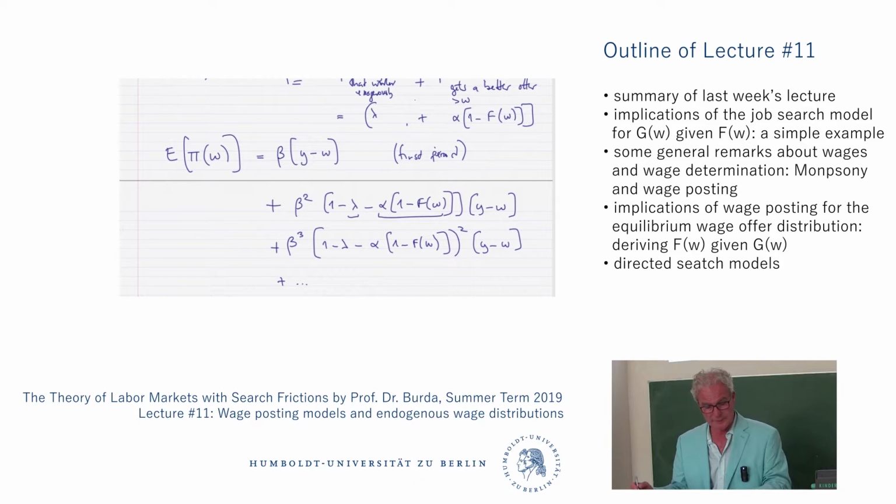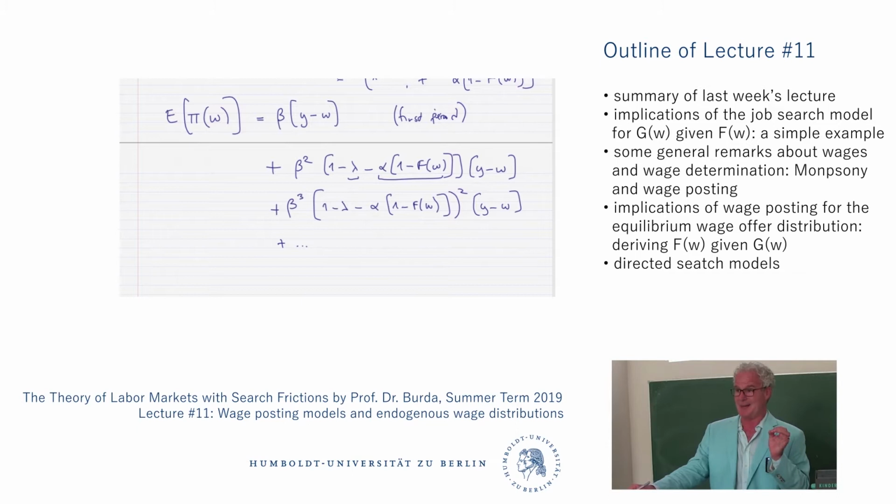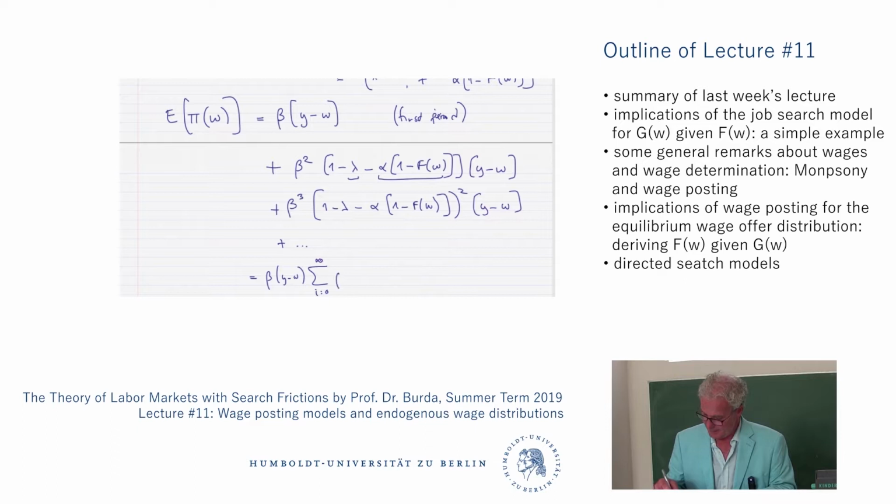Okay, remember, this is the profit of having a worker in hand. So you also have to think about what happens if you don't have a worker, and then we're going to look at what happens if you just get thrown into the market with or without a worker and you just have to swim. All right, so this expression is going to be, you can do it yourself if you want. You can factor out the beta. The common term is beta times Y minus W, and then you've got a sum from i equals 0 to infinity of beta to the ith power times 1 minus lambda minus alpha times 1 minus F of W, to the ith power.